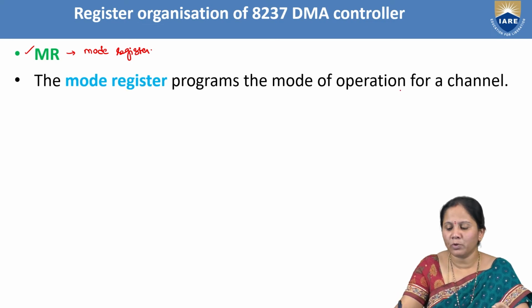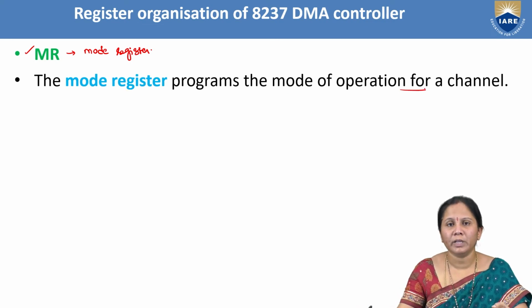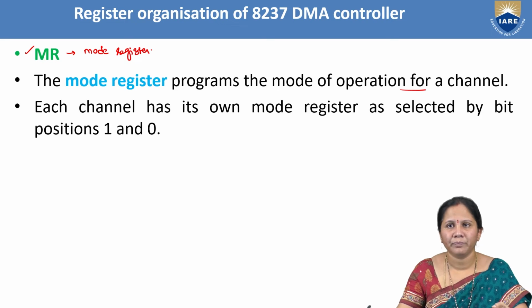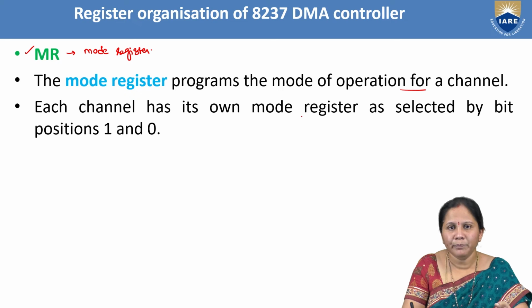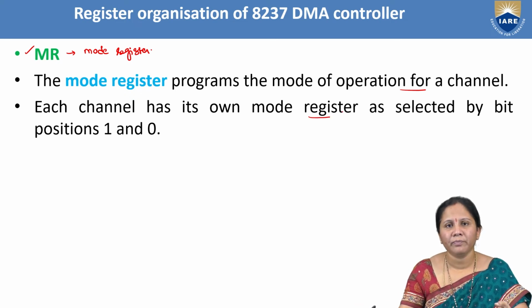So the mode register programs the mode of operation for a channel. Now, we generally have 4 channels. Each channel will have its own mode set register. Which channel should have this mode set register, we have to consider that channel and enable it. If we don't want that, we have to disable that channel. If we see the register format of this mode register, we can understand.